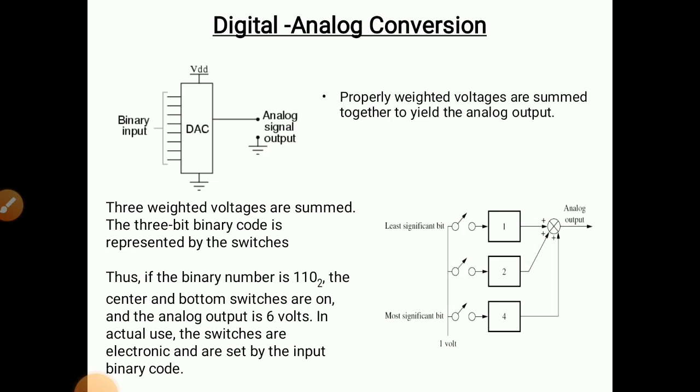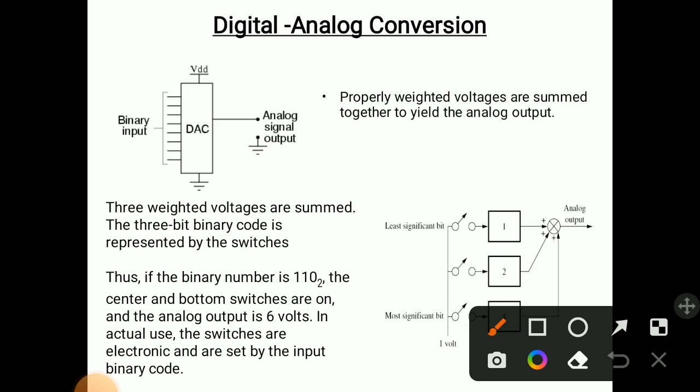Here in the diagram one DAC is shown. DAC means digital to analog converter. The input given to that digital to analog converter is binary input. You can see several lines, so it is called binary input, and the output is one single line, which is called the analog signal output. So this is the digital to analog conversion.